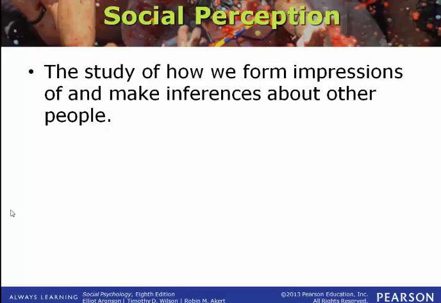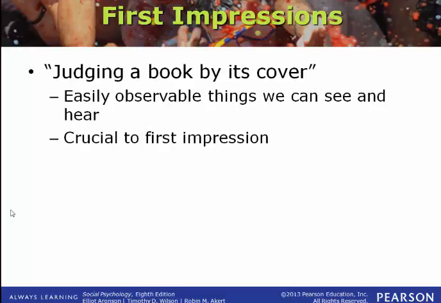So when we first meet someone, what is it that we notice, right? How do we form impressions of other people? And those first impressions can be really, really important, right? And how we make inferences about them, so what we think about someone after we meet them, what we assume about them, right? So we say that we shouldn't judge a book by its cover, right? That sometimes the most easily observable things don't always tell an accurate picture, right?